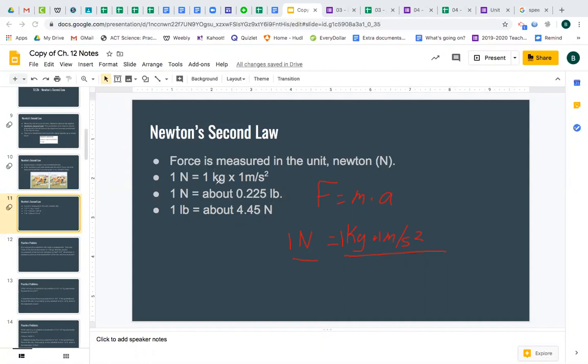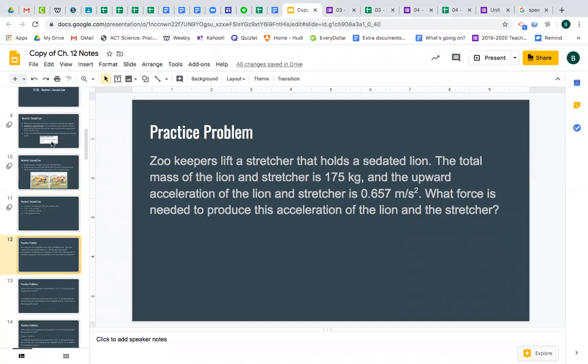I don't ask you to know those conversions. I don't know those conversions right offhand, but this calculation is going to be really important. You have to be able to use that here coming up. So we're going to practice, because that's how we learn.